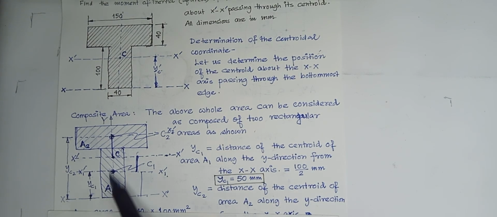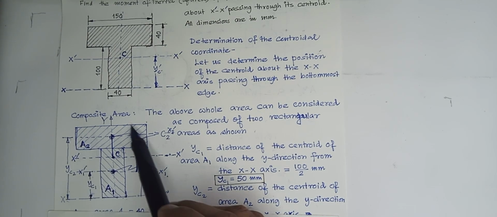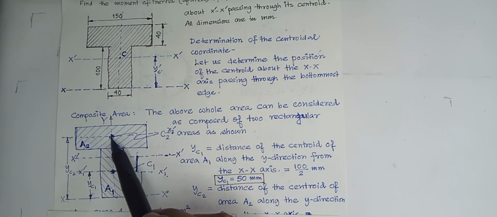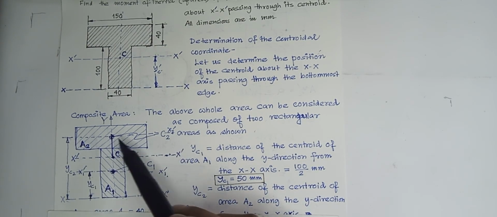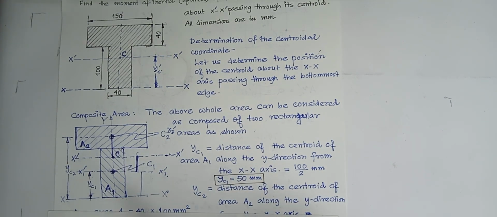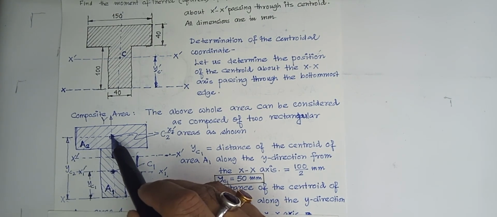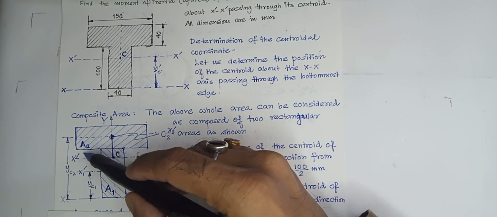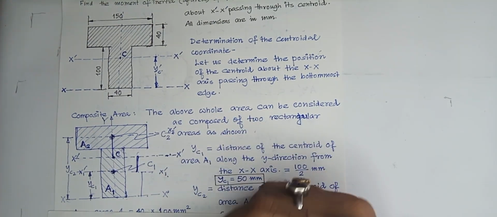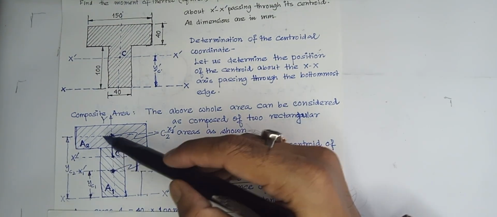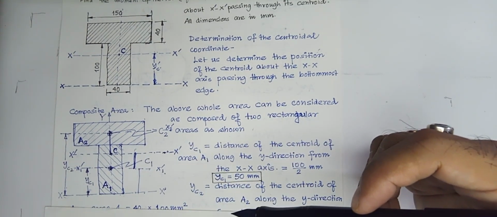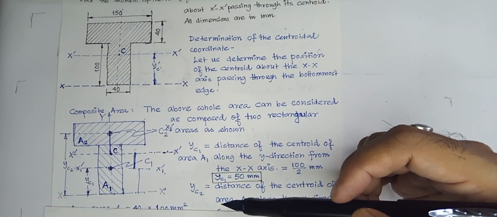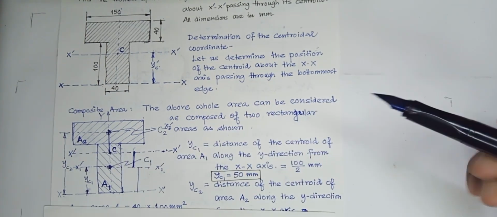That means individually for this rectangle we know the centroid, that is denoted here as C1, and for this rectangle the centroid is C2. We know this. That means that is the midpoint of both the width and the length. So that is known. Now therefore by using the composite area we will determine the centroid of the entire area.